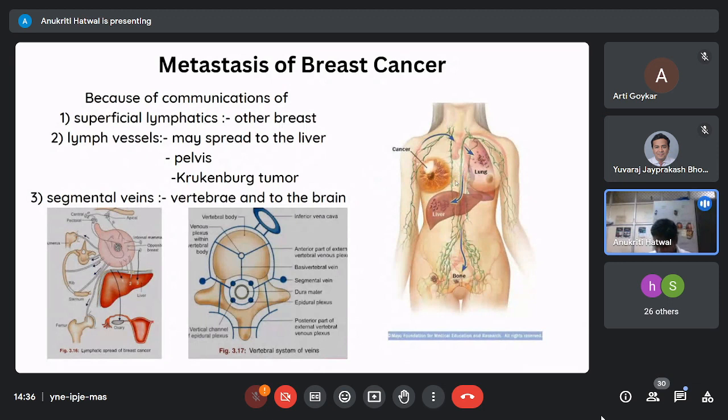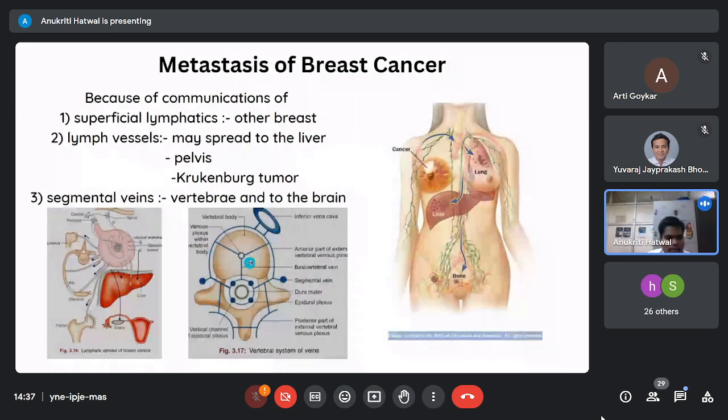Through the hepatic lymph nodes, it may spread to the liver, and through the subperitoneal lymphatics, it may spread to the ovary and the liver. Besides the lymphatics, it can spread through the segmental veins to the vertebrae and the brain. Through the posterior intercostal veins, it spreads to the segmental vein and the venous plexus within the vertebral body, and then it passes to the brain and the vertebra.